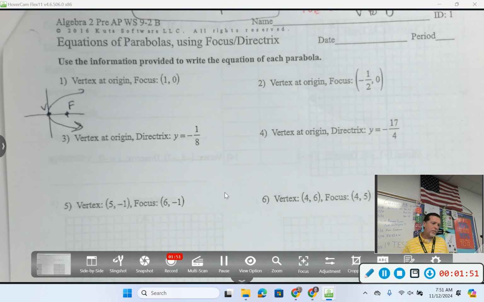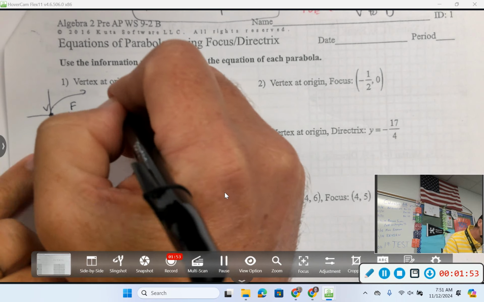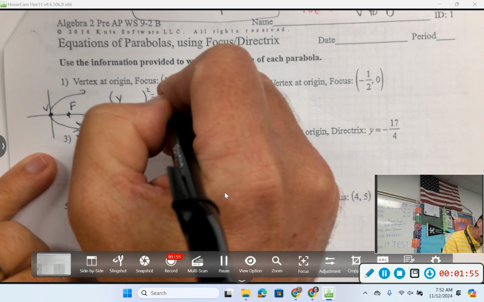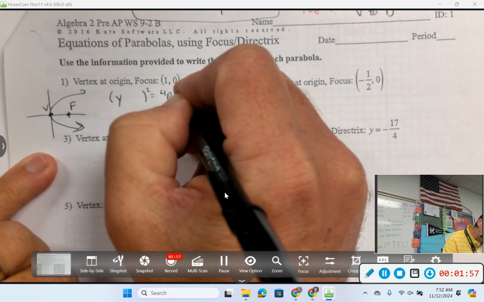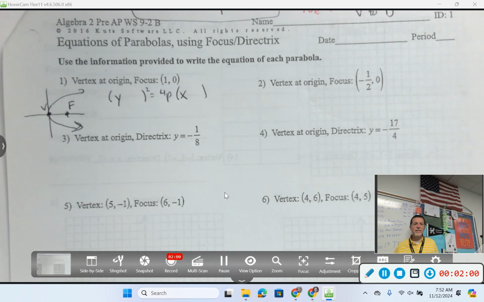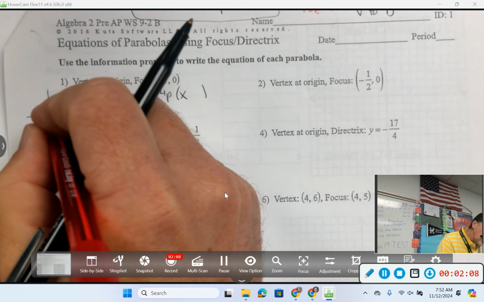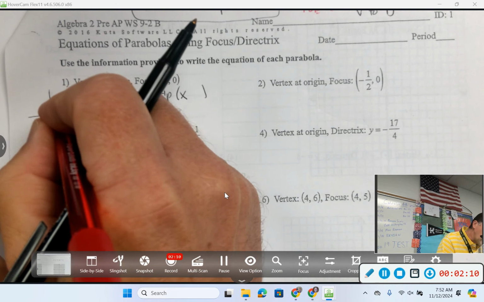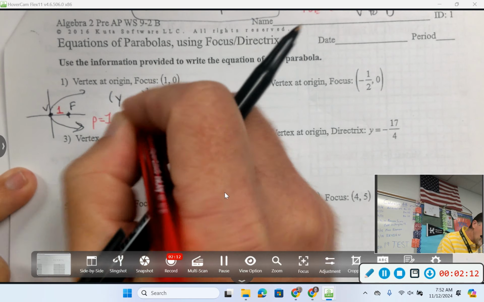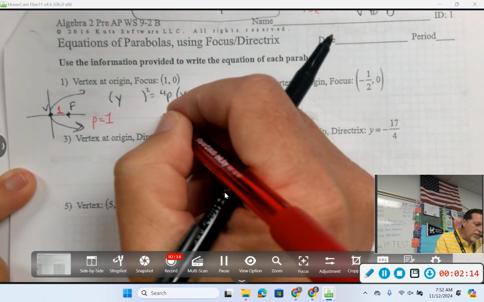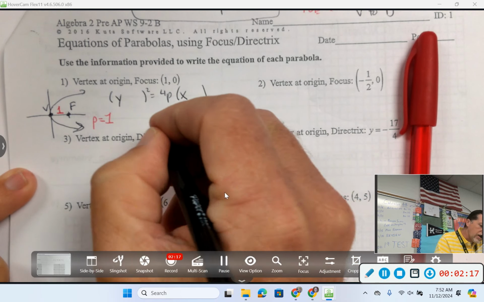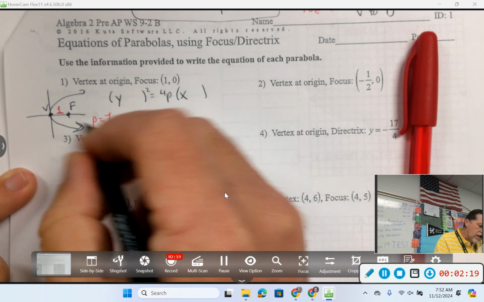That means y has to be squared. That means 4p equals 4p. And that means x is not squared. What's P equal to? 4. Careful. Well, P equals 1. So 4p, so a 4 will go there. And then it's just an x because it's the vertex at the origin.